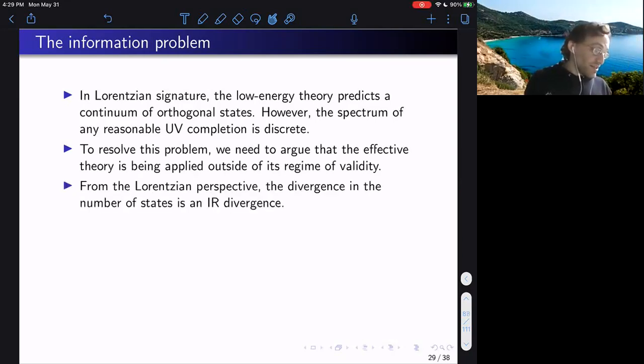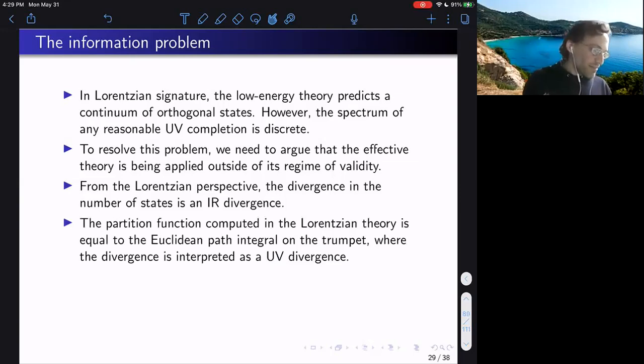So from the Lorentzian perspective, the divergence in the number of states is an IR divergence. And this is because in this scattering problem, the potential for the normalized geodesic length W goes to 0 as W goes to infinity. So you can have a continuum of scattering states, and that's the infinity. But on the other hand, I also showed that the partition function computed in the Lorentzian theory is actually equal to the Euclidean path integral on the trumpet. And there, the divergence is interpreted as a UV divergence.